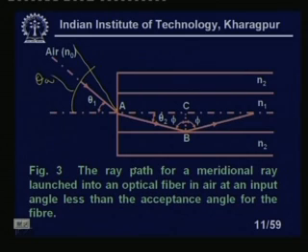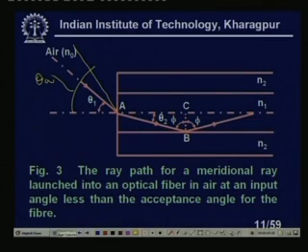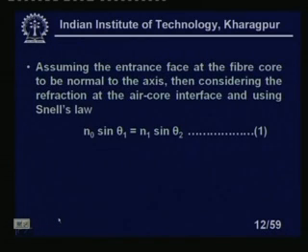The ray path for the meridional ray launched into the optical fiber in air at an input angle less than the acceptance angle for the fiber. Assuming that the entrance face of the fiber core is normal to the axis, then considering the refraction at the air-core interface and using Snell's law, we write N0 sin theta 1 equal to N1 sin theta 2, right.